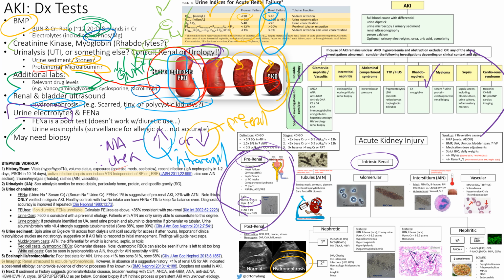Okay, so rhabdo we talked about. Sepsis can cause pre-renal failure, but sepsis also just makes it so many organ systems don't work, right? So it kind of overlaps in that case.